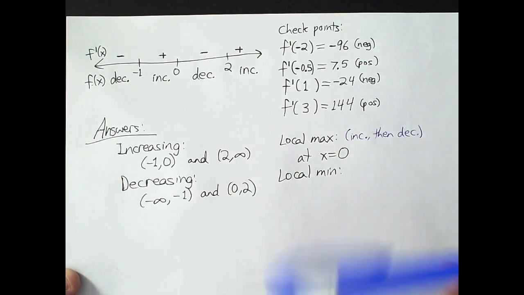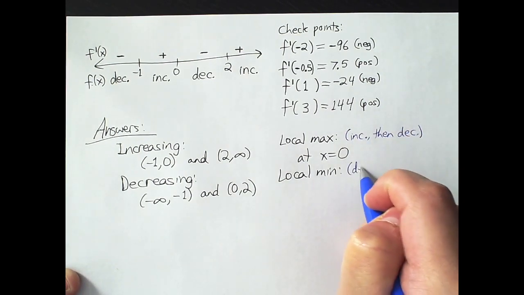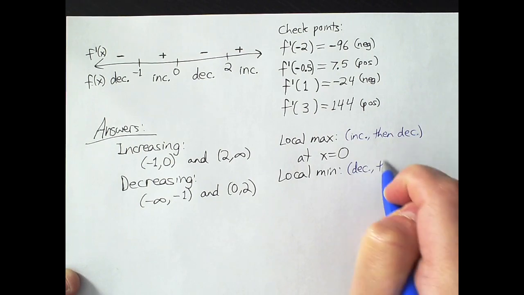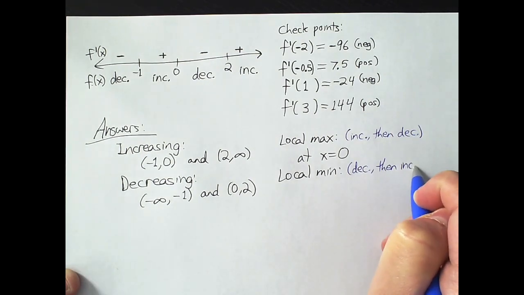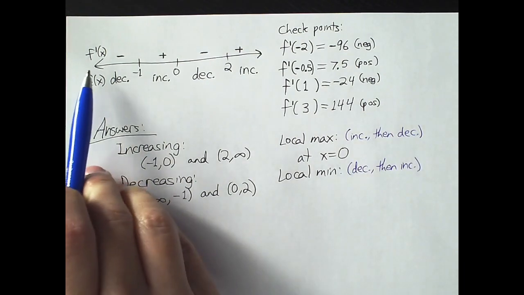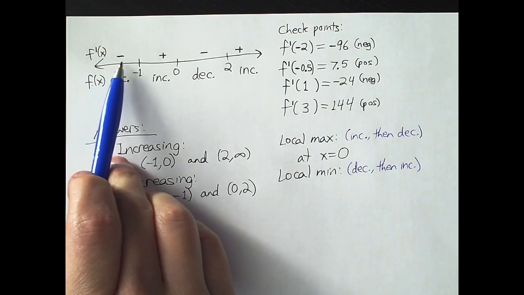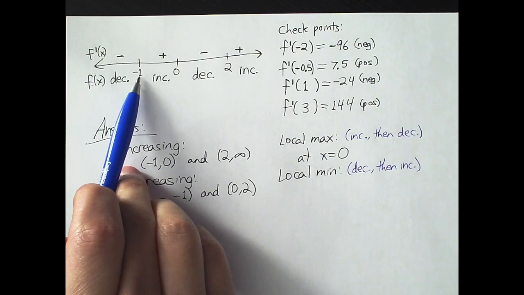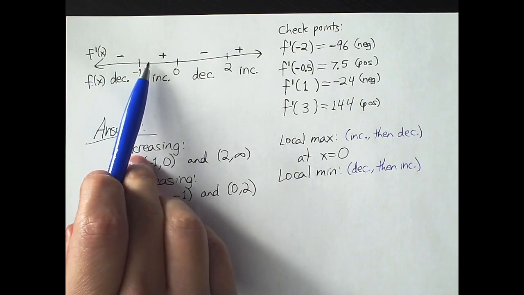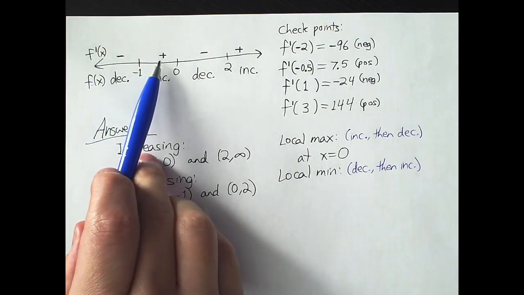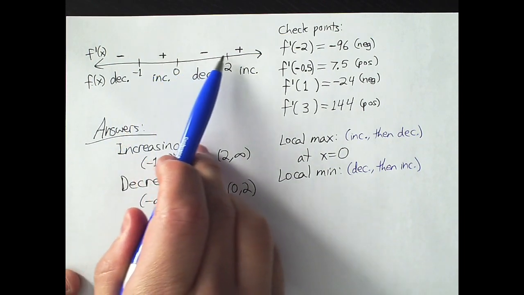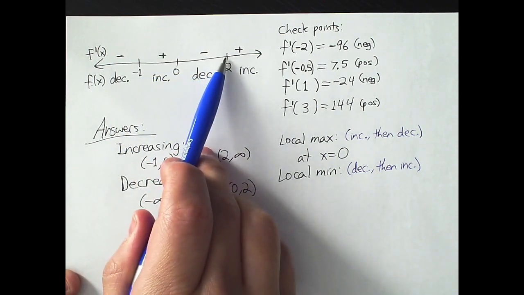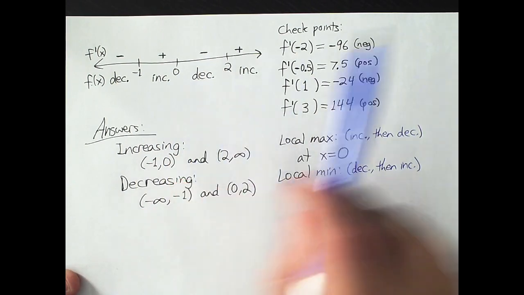For a local minimum, we're looking for a place where it switches from decreasing to increasing as you go from left to right. So we're decreasing, decreasing, decreasing, and then look, we switch to increasing. So at x equals negative 1 is going to be a local minimum. Let's keep going just to see if there's any more. Yes, look, over here we switch from decreasing to increasing, so at x equals 2.